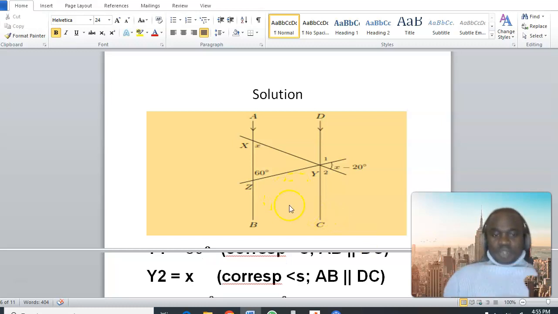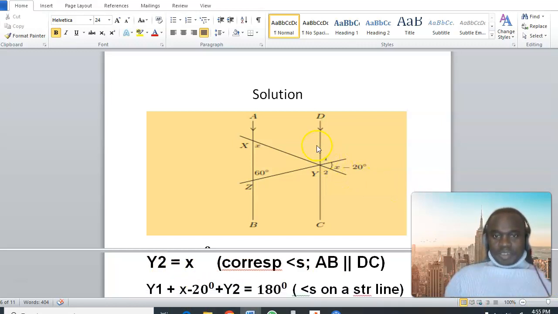The next one that we are going to look at is y2. y2 is also equal to x, this one, because already we know that AB is parallel to DC, so they are corresponding angles. So that's the short form, corresponding angles. AB is parallel to DC. y2 is equal to x.